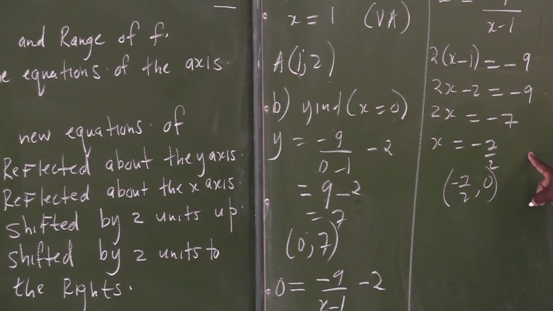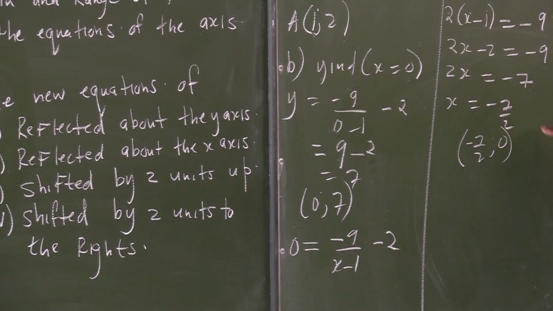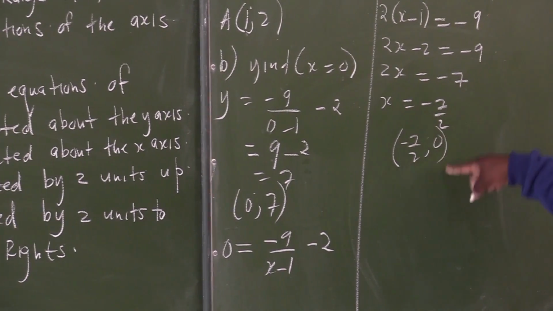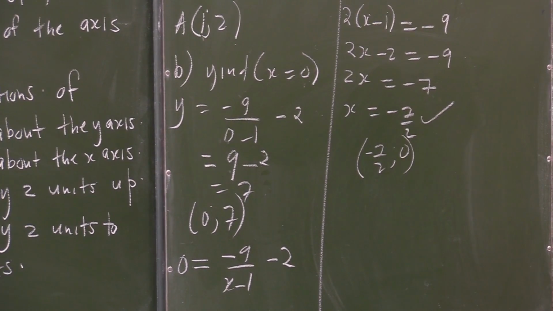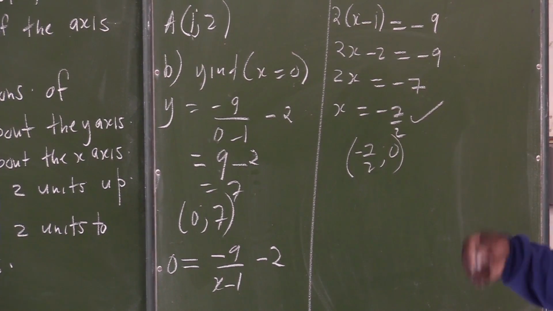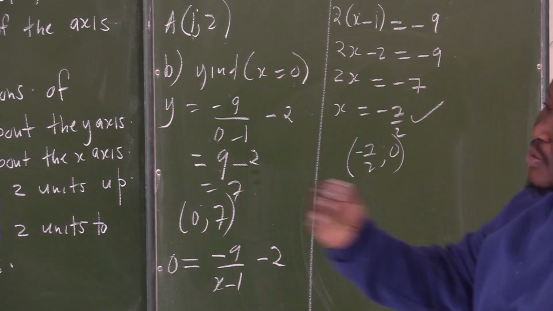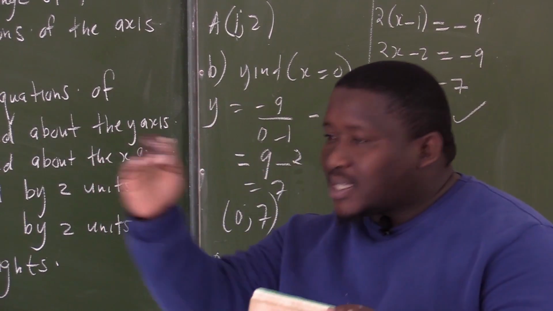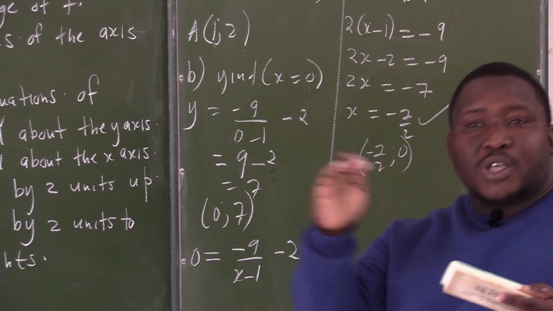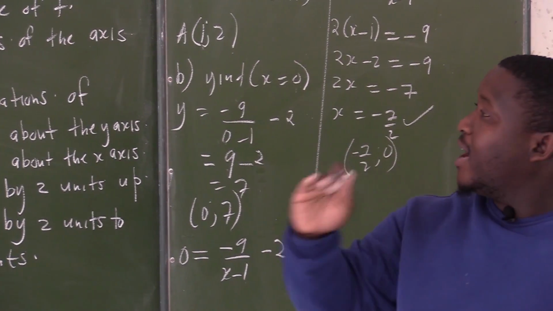Same with the x-intercept, because you are looking for the x-intercept. You must give the coordinate. They are saying they want the coordinate. You can't stop at x equals negative 7 over 2. You must give the coordinate. Now, this is what they will do in the exam. They will get stuck at the question. They will say, determine the x-intercept, determine the equation of the asymptote. Then they will say, hand sketch.